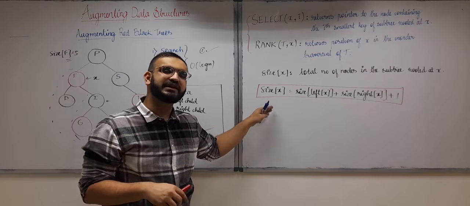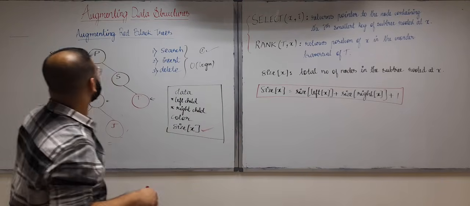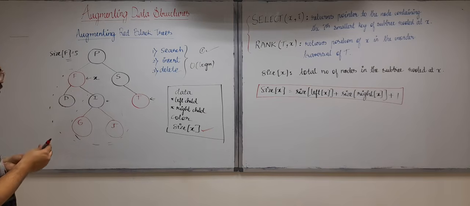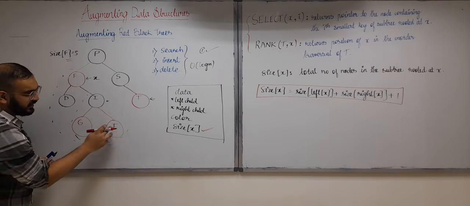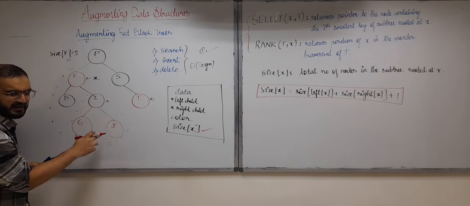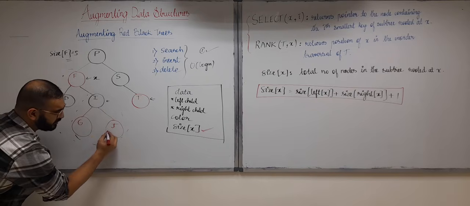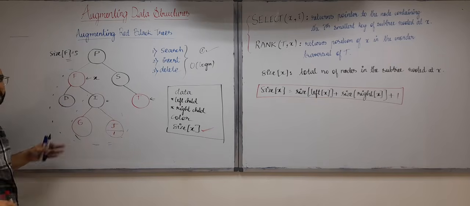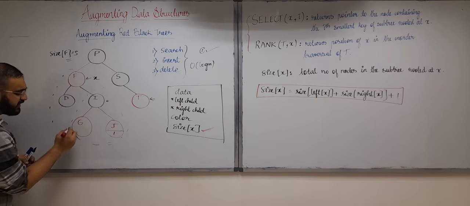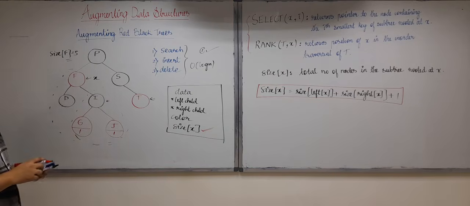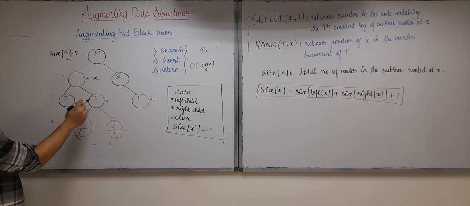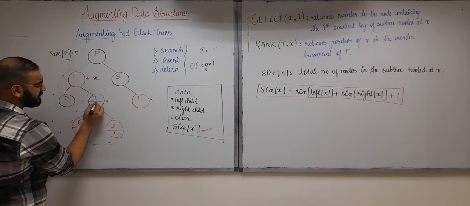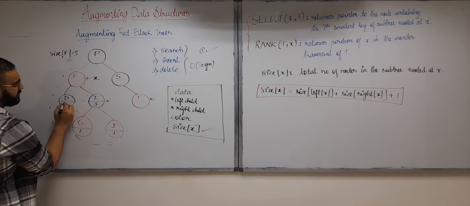Now let us calculate the size of each and every node in this red black tree, right? So what will be the size of j? How many nodes are there in the subtree rooted at j? Only one node, j itself, right? So the size of j will be 1. And what will be the size of g? The size of g will again be 1. What will be the size of I? The number of nodes in the subtree rooted at I: 1, 2, 3. So the size of I will be 3. And the size of d will be 1.